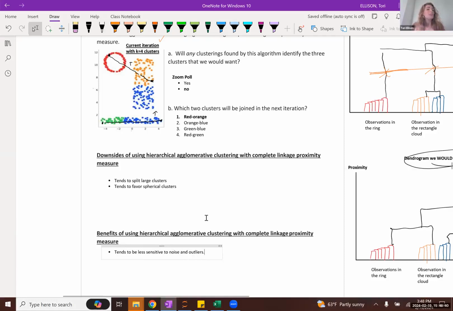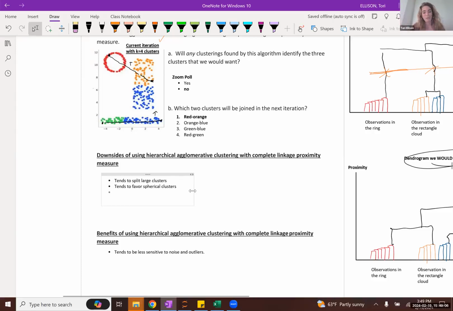Okay, so in this context, when we're talking about being sensitive to noise and outliers, what that means is that the dendrogram is not going to basically just pick off singleton outlier points at the expense of not being able to identify the larger main clusters that we're looking for. So a benefit is that complete linkage tends not to do that. Single linkage does tend to do that.